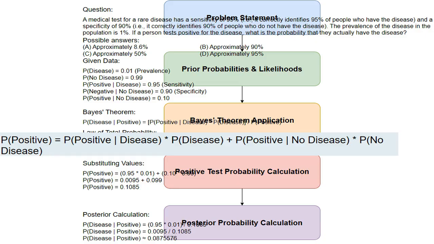Now, let's find the probability of a positive test result, P(positive). To repeat, P(positive) represents the overall likelihood of getting a positive test result, whether or not someone has the disease. The law of total probability helps to calculate it. The equation shows P(positive) is equal to the probability of testing positive given disease times the probability of disease, plus the probability of testing positive given no disease times the probability of no disease.